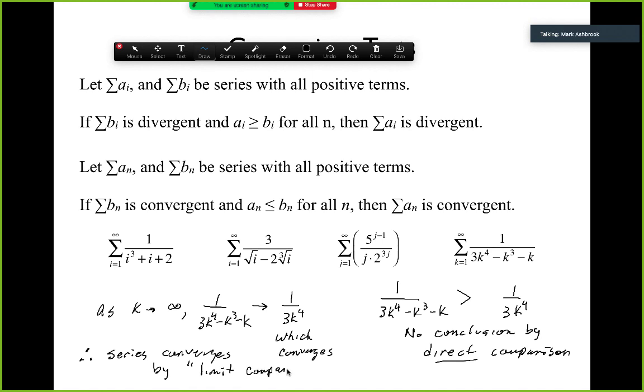So I know this is a little bit weird. It's like we did direct comparison. We say, oh, we can't really conclude anything. So then we can look at, okay, so what happens when the k's get really, really big? Well, this thing essentially is 1 over 3k to the 4th in the end. So that's the reasoning of limit comparison. So we can say, even though these terms are a little bit bigger than these, it still will converge because in the end it's still essentially 1 over 3k to the 4th. And that's called limit comparison. Okay, questions on that? Does that make sense?